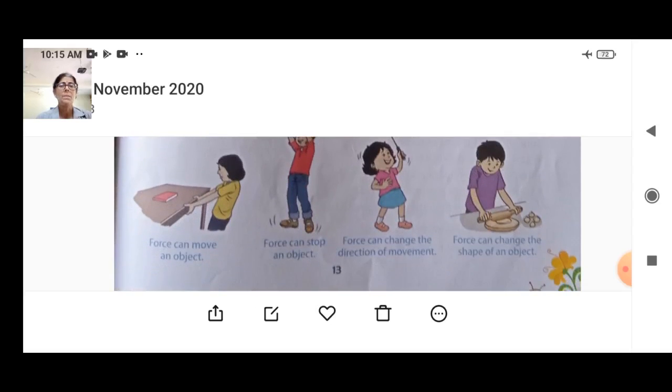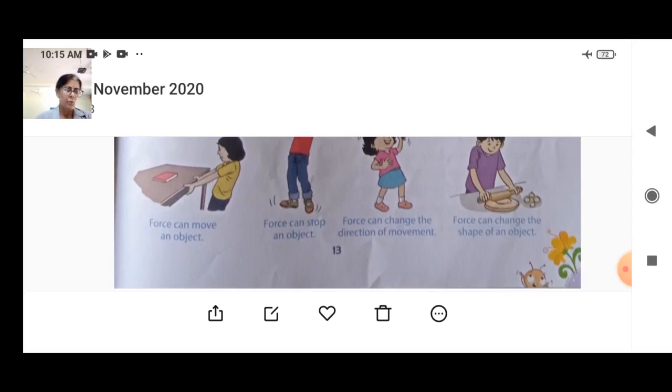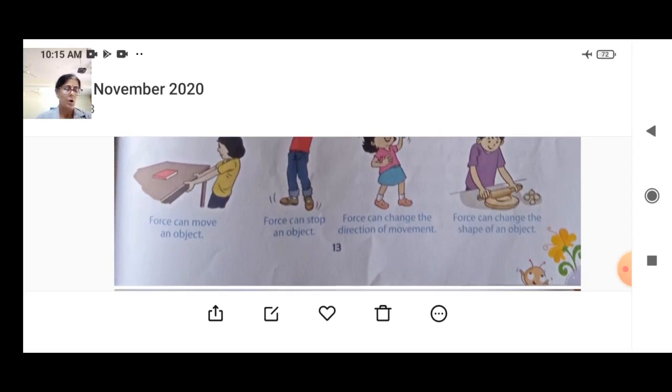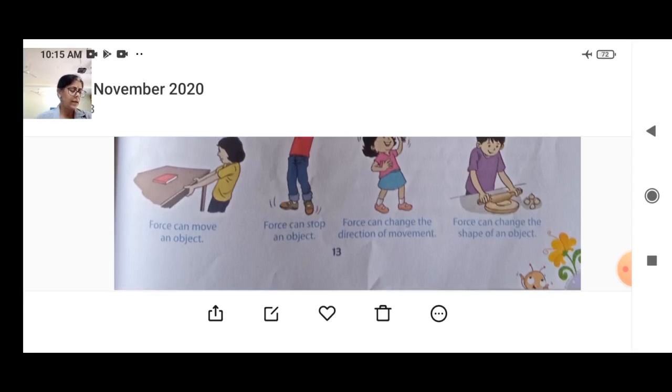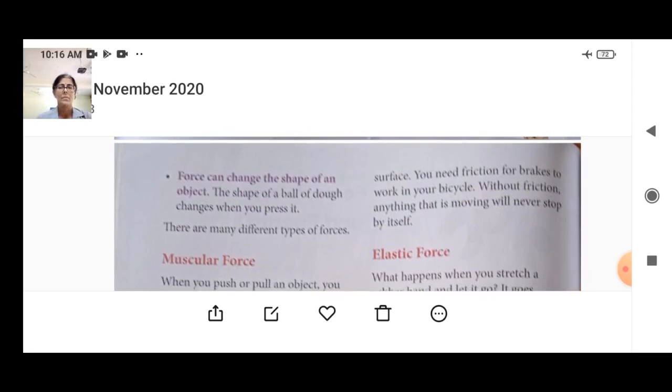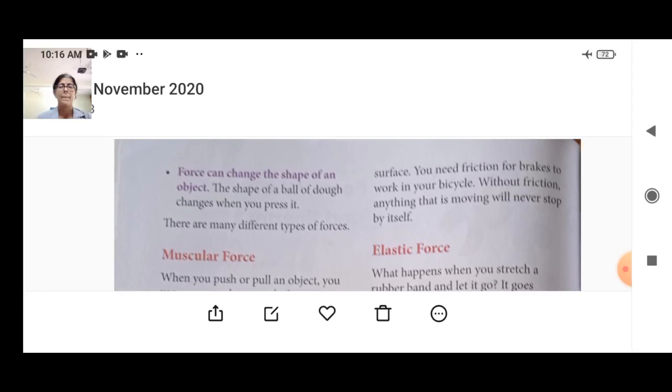Here you can see the pictures. Force can move an object, then force can stop the object. Force can change the direction of a movement. Force can change the shape of an object, right? Suppose your mother is making a chapatis from a dough, right? So it can change the shape also. Now force can change the shape of an object.